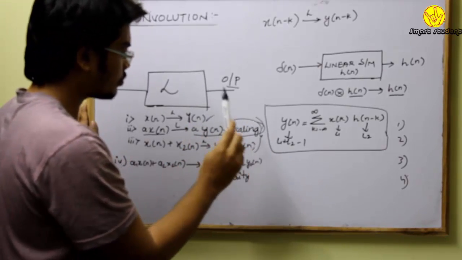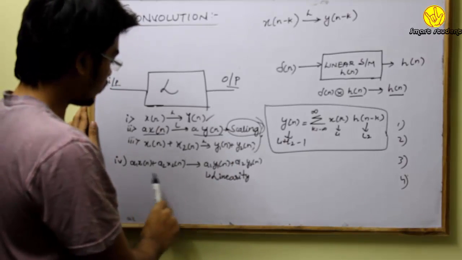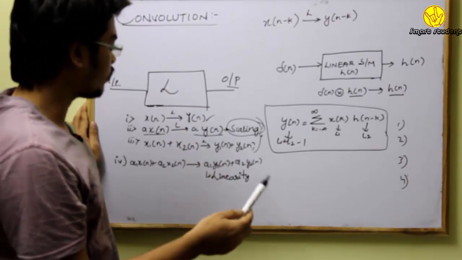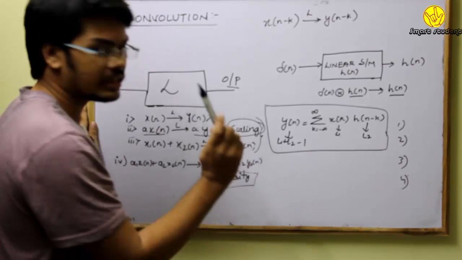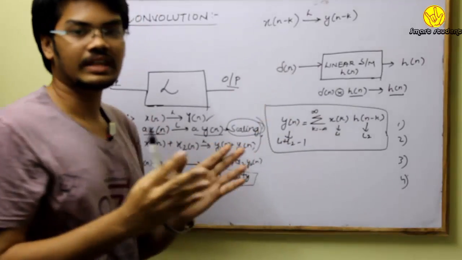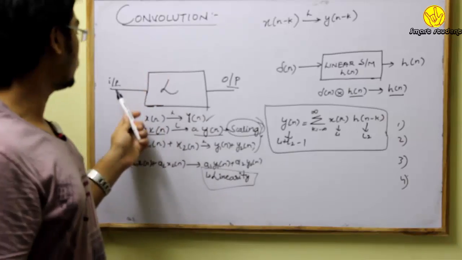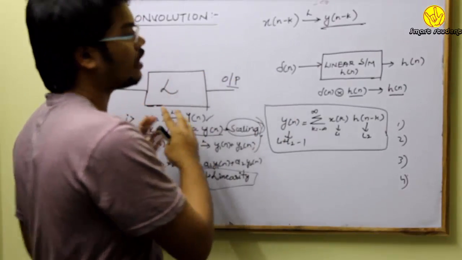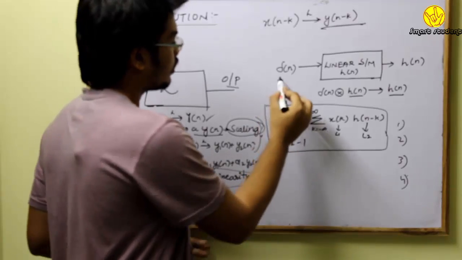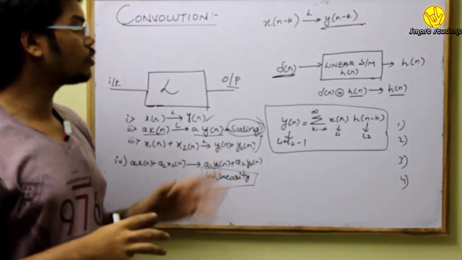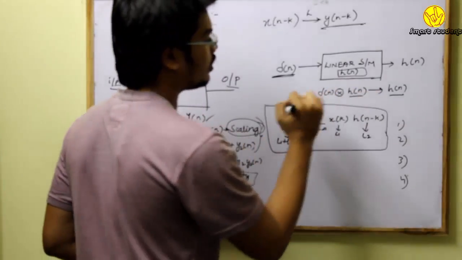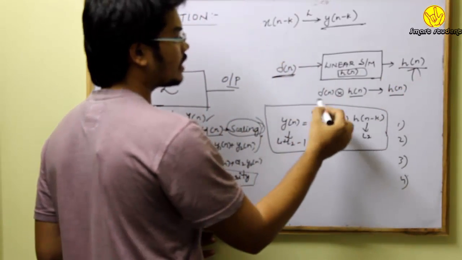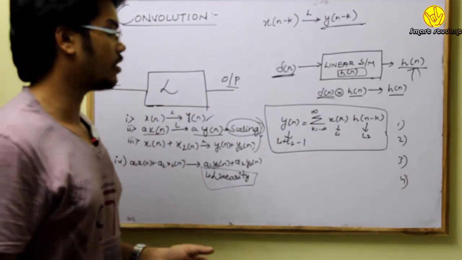If we combine both these properties, then the input will be a1 into x1 of n plus a2 into x2 of n. If that is given to the linear system, and if the output is a1 into y1 of n plus a2 into y2 of n, then it is said to be satisfying the linearity condition. Next, if we give a certain delay in the input, that is x of n minus k is given at the input, then the output should be y of n minus k. That is, there should be a corresponding delay in the output. And if we give the impulse excitation to the linear system which is having a system function h of n, then the output will be an impulse response. That is, if we convolve any signal with an impulse signal, then the output will be the signal itself.